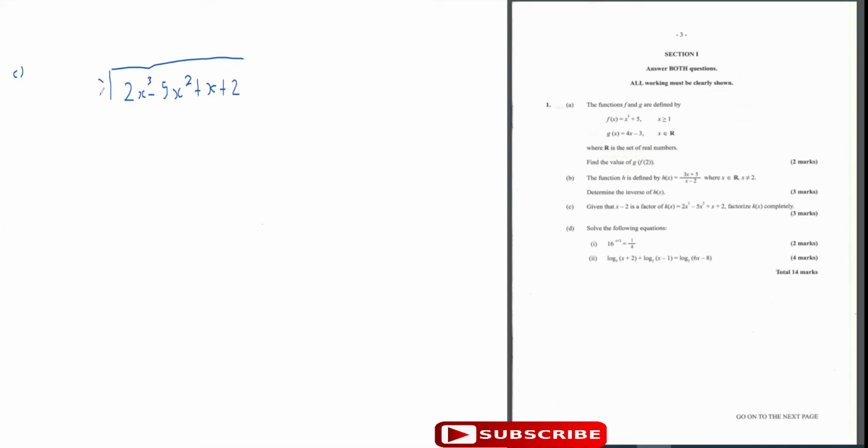And out here we have x minus 2. So x into 2x cubed leaves 2x squared. 2x squared times x is 2x cubed. And then 2x squared times minus 2 is minus 4x squared. Then we subtract.